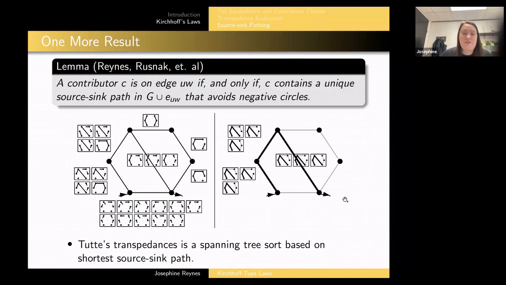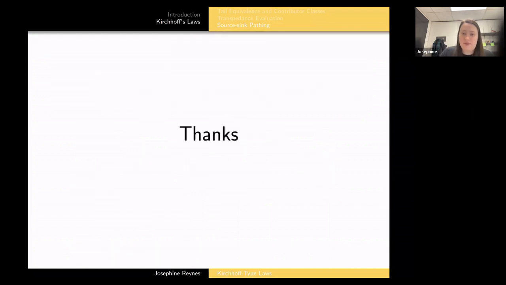And so if you look at a graph, this is really cool because you can show from this that Tutte's transpedances are actually counting spanning trees in a sort of way based on the shortest source-sink path in the spanning tree. The spanning tree gets placed in the count for the edge where it contains its shortest source-sink path if that edge is added. That's all. Thank you.